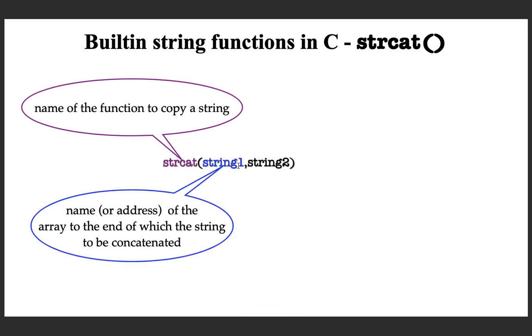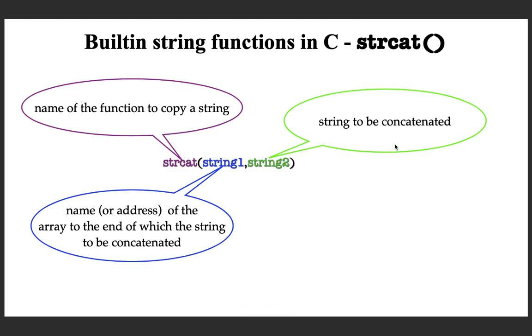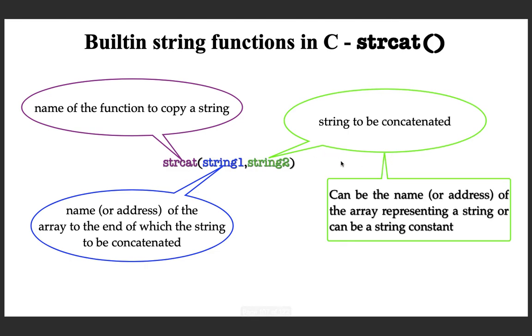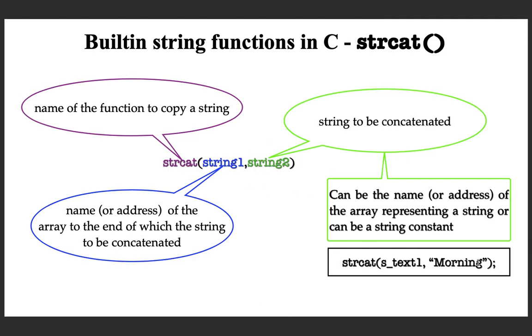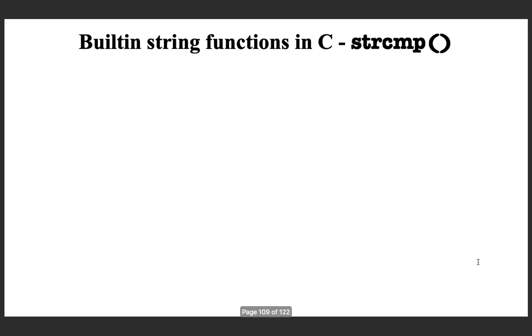And this is the destination, name or address of the array to the end of which the string is to be concatenated. This is the source, string to be concatenated. And here it could be the name of the array or a string constant like this. So usage is very simple. Moving to the next, which is string compare. It's very useful. If you want to sort a sequence of strings in alphabetic order, you can use this function.